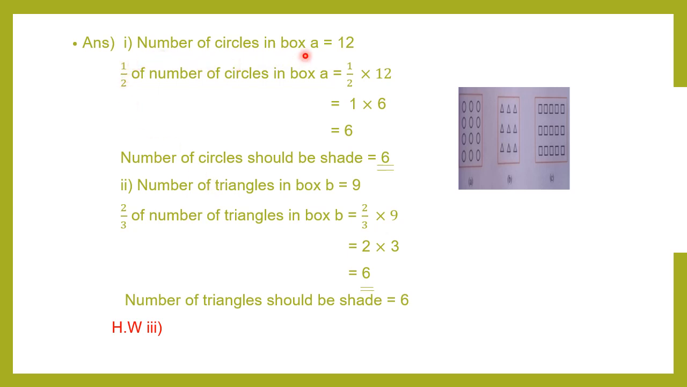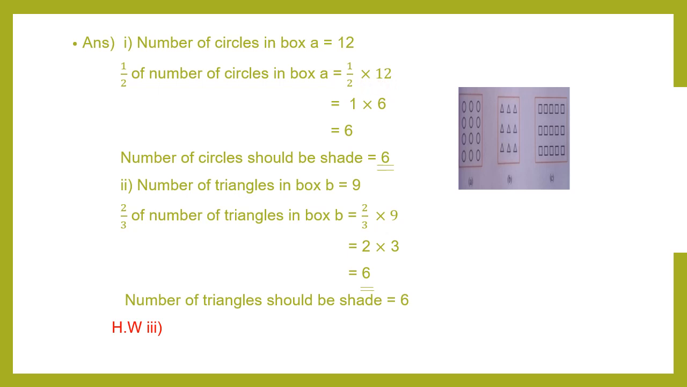Number of circles in box A. So count here 1, 2, 3, 4, 5, 6, 7, 8, 9, 10, 11, 12. 1 by 2 of the number of circles in box A is equal to 1 by 2 of means multiplication, and in total how many circles are there? 12. So multiply by 12.